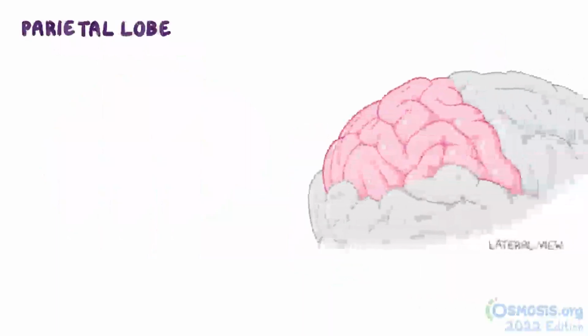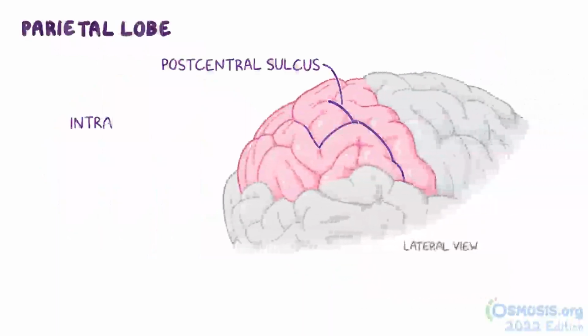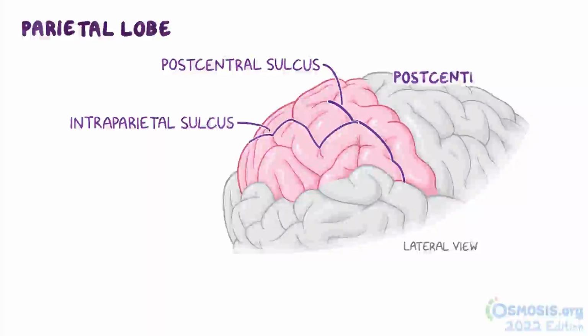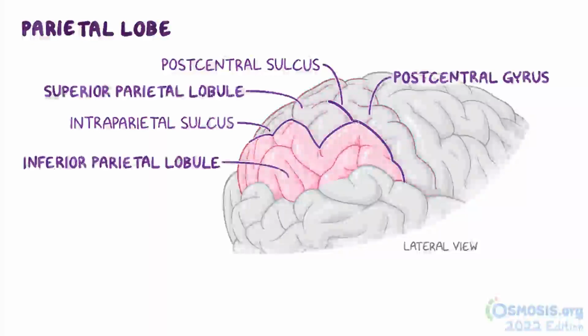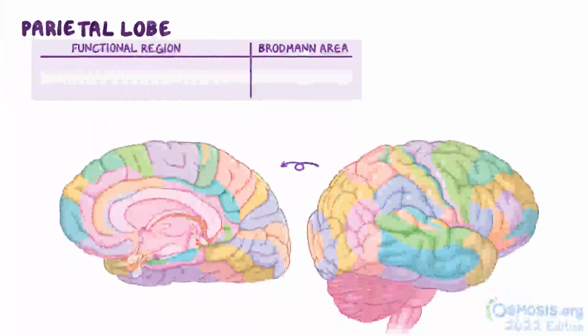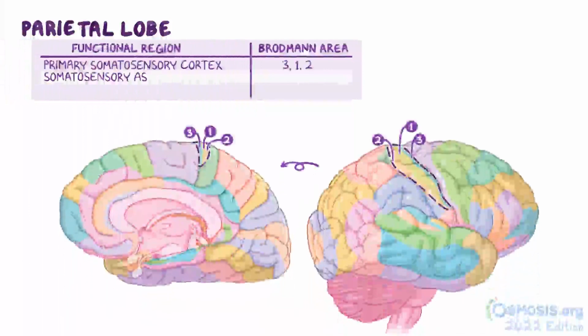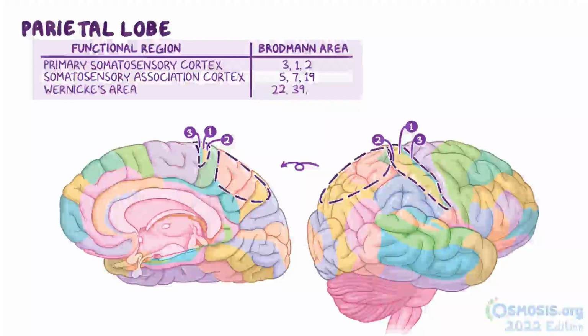The parietal lobe contains the postcentral sulcus and intraparietal sulcus that border the postcentral gyrus, superior parietal lobule, and inferior parietal lobule. Its functional regions are the primary somatosensory cortex, the somatosensory association cortex, and the supramarginal and angular gyri that both contribute to Wernicke's area.